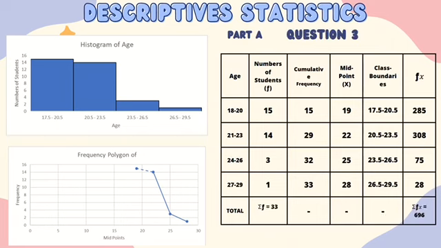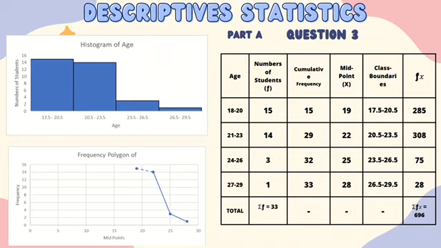The last one is question 3, part A. As we can see on the histogram, there are 4 ranges of age. The first one is 18 to 20 and 21 to 23, followed by 24 to 26, and the last one 27 to 29. The class boundaries used in the histogram are for the first class 17.5 to 20.5. The next one is 20.5 to 23.5. The third one is 23.5 to 26.5. And the last one is 26.5 to 29.5.